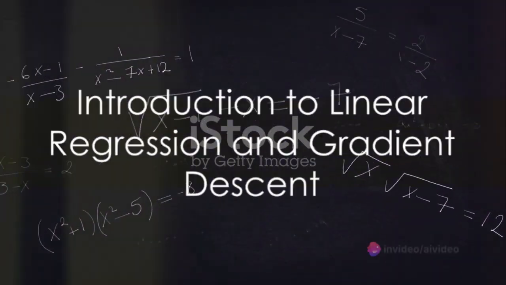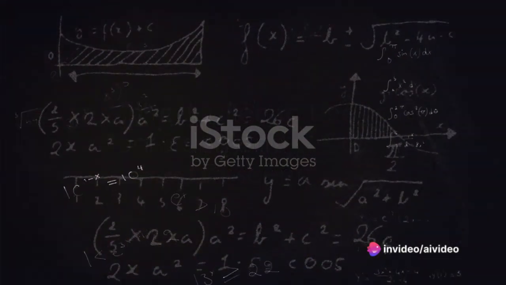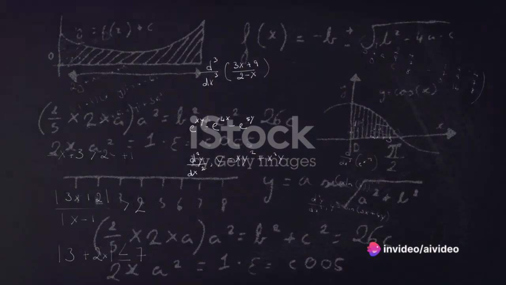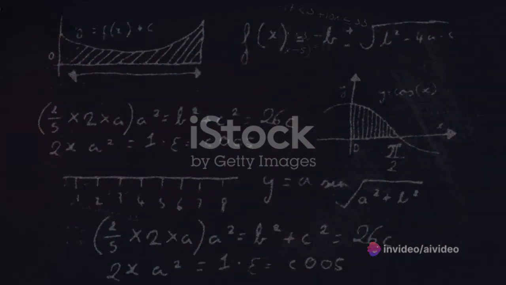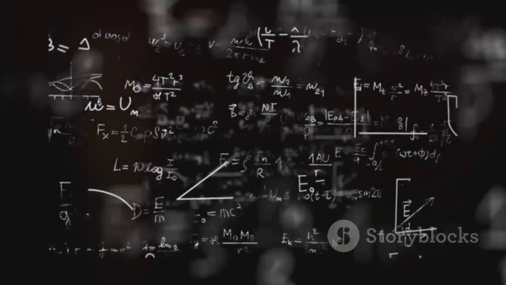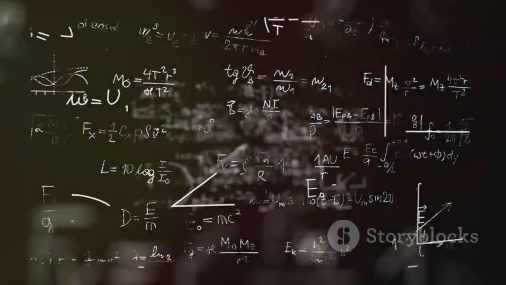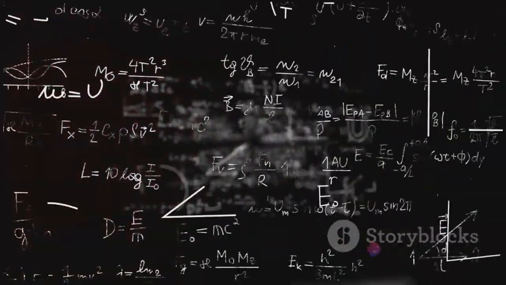Ever wondered how machines learn to predict outcomes based on available data? How do they figure out the relationship between different variables? The answer lies in a fascinating process called gradient descent, used in linear regression.